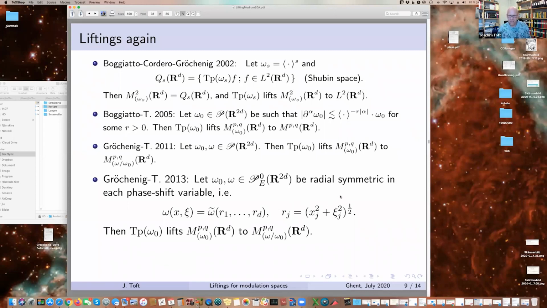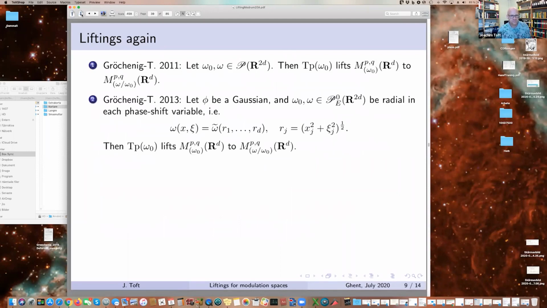But we needed a restriction. To get a similar type of lifting result as here, we actually needed our symbol, weight omega, to be radial symmetric in each phase space variable. This was, of course, an annoying restriction, and we were thinking a lot. Couldn't we remove this condition? But at least me and Charlie Gröchenig, we were not able to get rid of this condition with the methods that we were using in that paper.